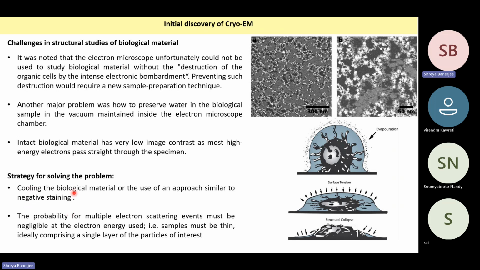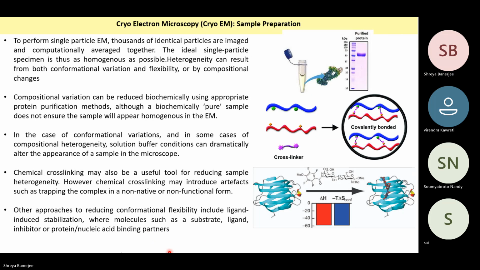Firstly, it was suggested to cool the biological material so that it does not get destroyed by this electronic bombardment. And another is that the probability for multiple electron scattering events must be negligible. So the sample must be thin, ideally composed of only a single layer of the particle of interest. So if the sample is thick, there will be several electron scattering events. And again, the resolution will become very poor. So for that, the sample needs to be very thin. This was what led to cryo-electron microscopy. So we'll go into that slowly.